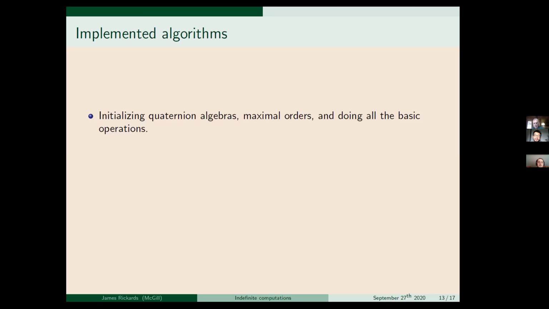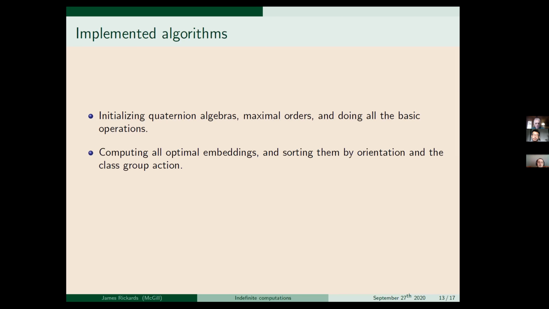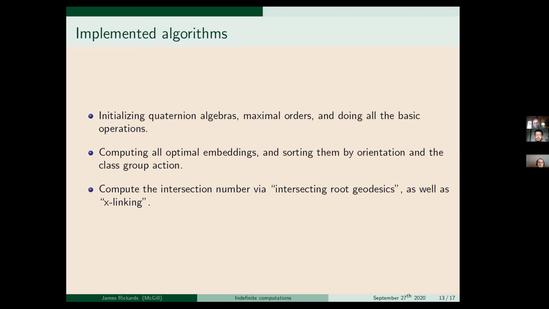So for quaternion algebras, there's a bit more to do. So the basics: initialize the quaternion algebras, maximal orders, do all the basic things: add, subtract, divide, multiply, conjugate, etc. None of those are very interesting. But more interesting is computing all optimal embeddings of a discriminant into a given Eichler order. I didn't mention this, but there's an action of the class group on these optimal embeddings. So sorting them by this action of the class group, and then each class group orbit is called an orientation. So sorting them by orientation and action. And then obviously computing these intersection numbers.